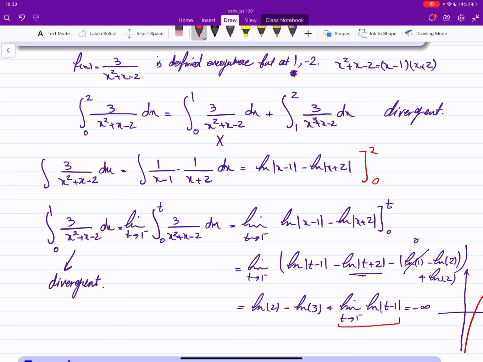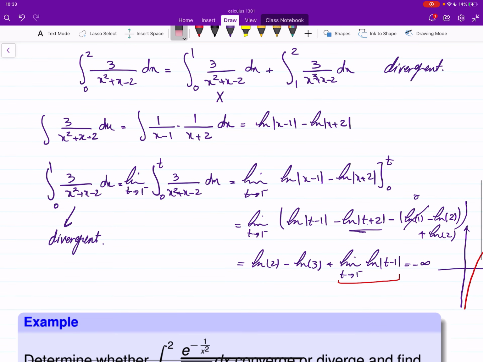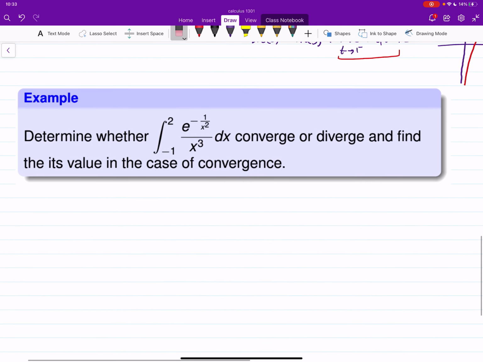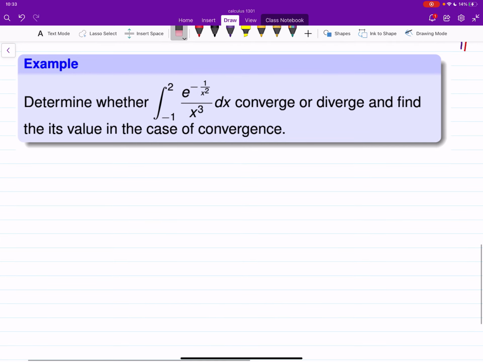If you haven't noticed there is a discontinuity in the middle, you were in trouble, because you would have found just a number, but the whole integral is not continuous. So you have to always be careful with discontinuity of the integrand in the interval. Okay, how about this one?